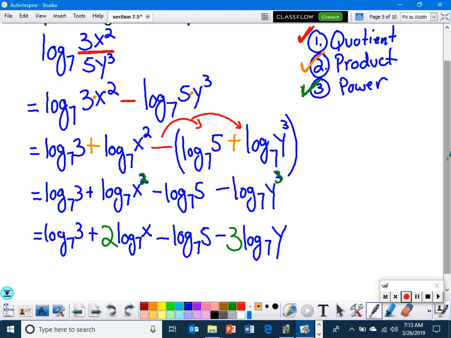All right, let's look at another one, but let's go in the other direction. Instead of expanding it, let's compress it. Let's put it back together.